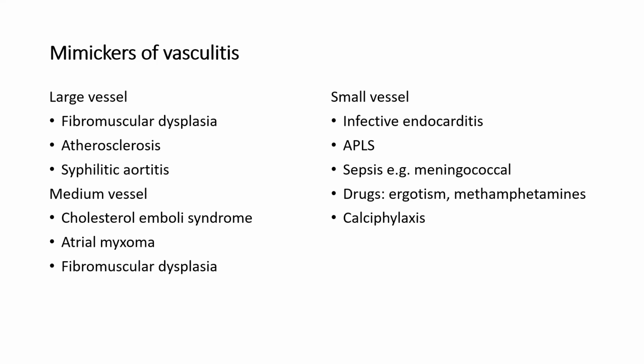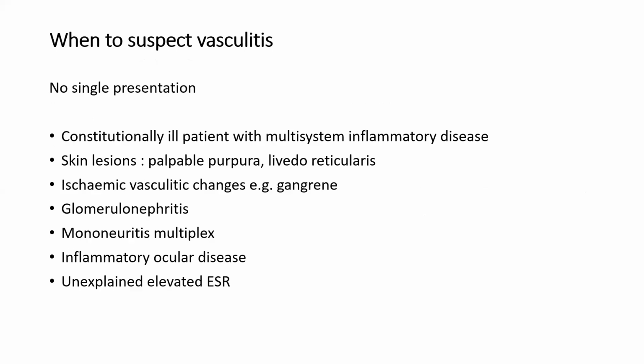And small vessel vasculitis may be mimicked by infective endocarditis, antiphospholipid syndrome, sepsis, for example meningococcal septicemia, and drugs, your ergot drugs, your methamphetamines, and calciphylaxis, especially in renal failure, may mimic vasculitis on the skin.